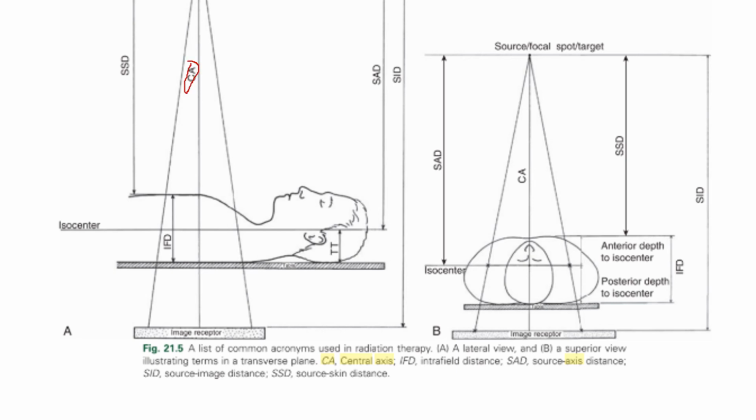And the IFD, which is the intrafield distance, which is the distance from here to here, will be the measurement to determine the thickness of the body part from the entrance to the exit point at the central axis. The last one will be the isocenter, which will be this one. So it is the point in space where the beams intersect.